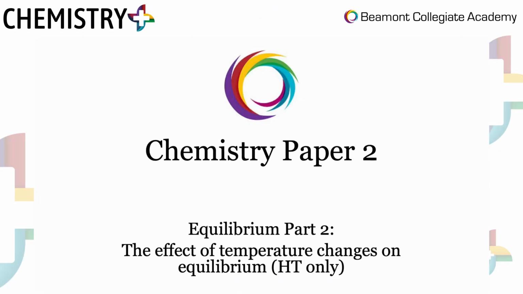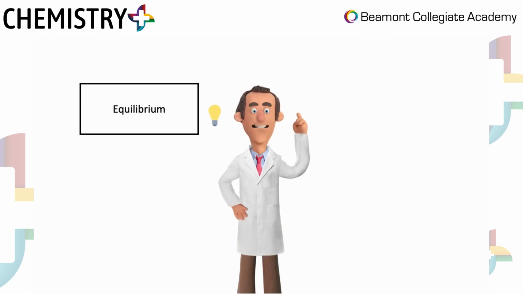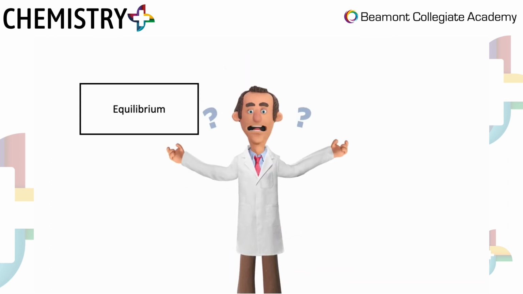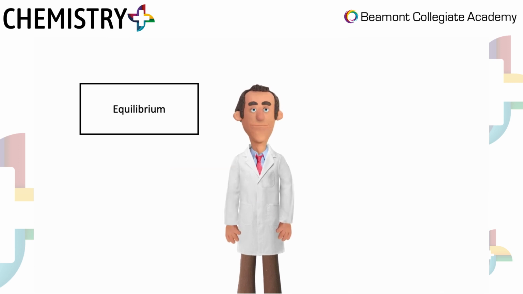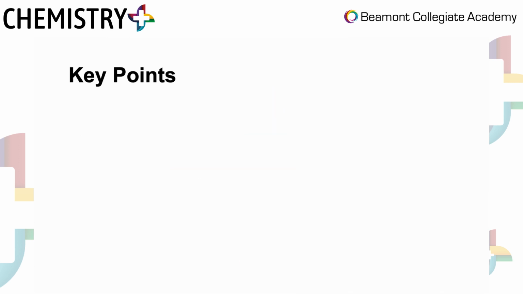Chemistry Paper 2, Equilibrium Part 2, the effect of temperature changes on equilibrium. Higher tier only. Now for some key knowledge. Have you revised this topic yet? Key points.